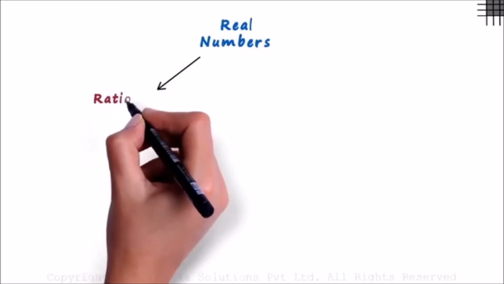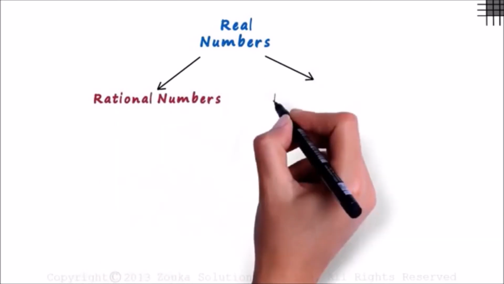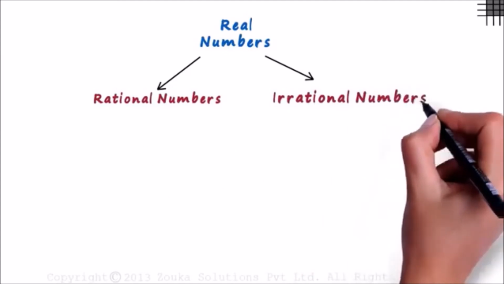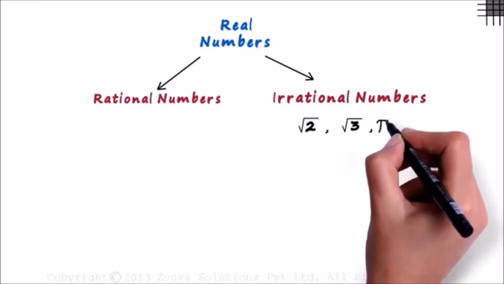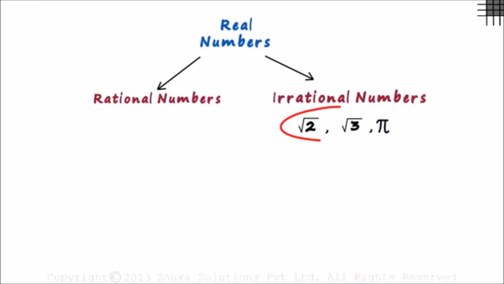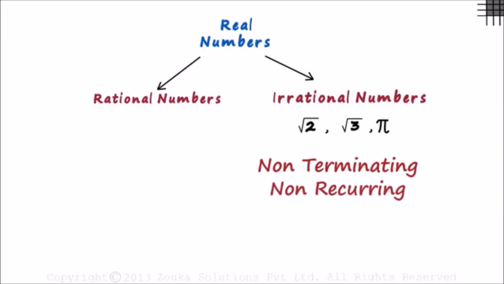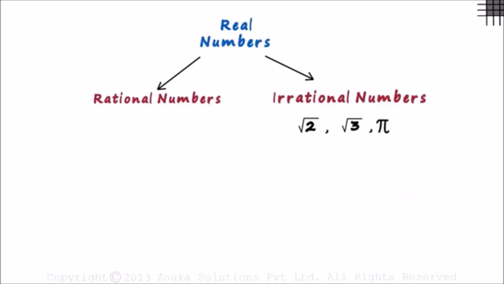Let us understand various categories of numbers that come under real numbers. Real numbers can broadly be classified into rational numbers and irrational numbers. Irrational numbers are numbers like square root of 2, square root of 3, pi, etc. These numbers cannot be expressed in a fraction form, like p over q, and are also called non-terminating, non-recurring decimal numbers. And rational numbers are classified into two types.